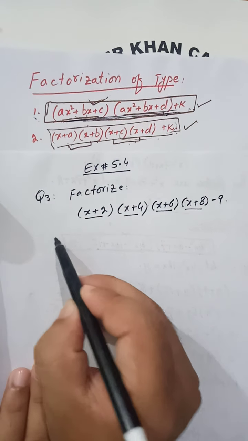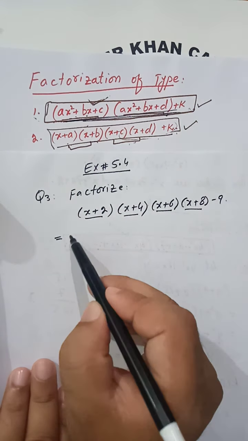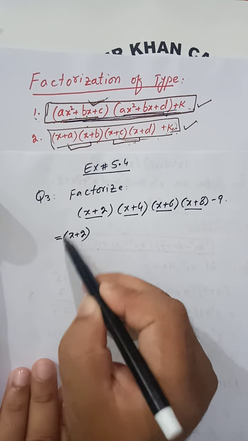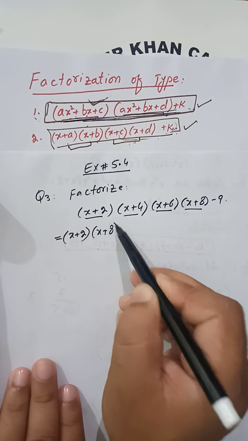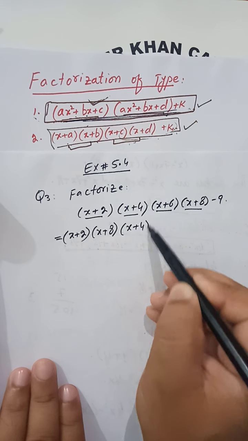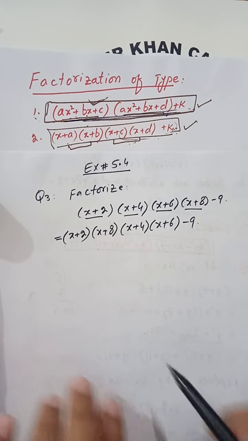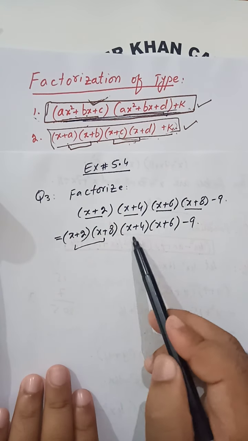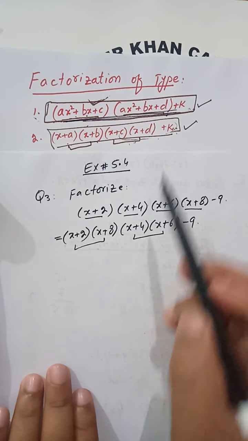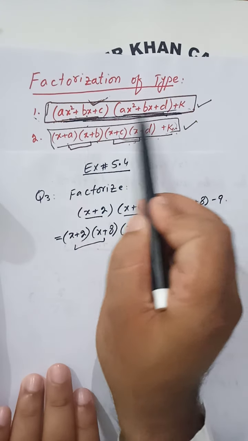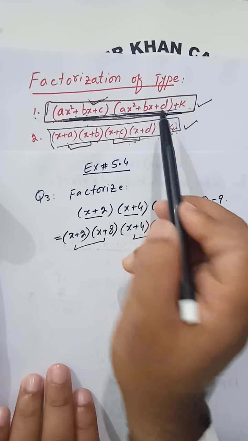So according to the method, x plus 2 will be written with x plus 8, and x plus 4 will be written with x plus 6 minus 9. So now you will see that when I multiply these two linear factors and these two linear factors, I will get this type of algebraic expressions.